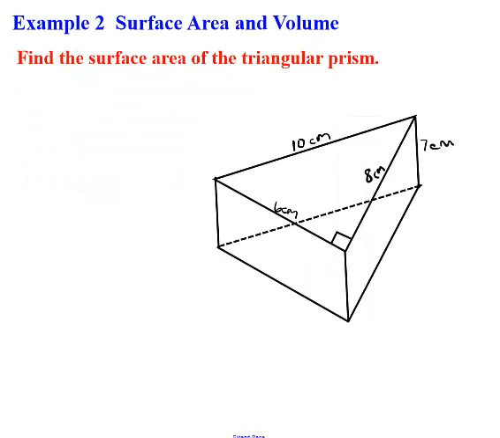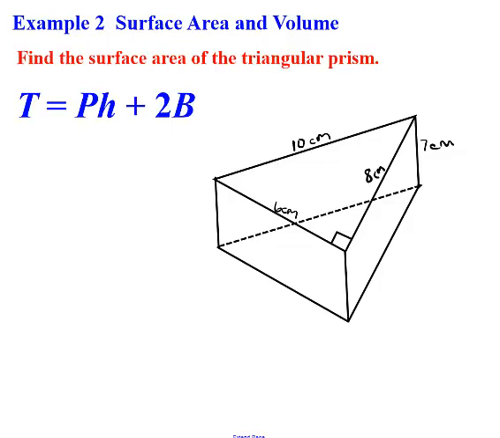Okay, example 2. Surface area and volume. Find the surface area of the triangular prism. So the first thing we want to do is write down our surface area formula, which is the perimeter of the base times the height plus 2 times the area of the base.